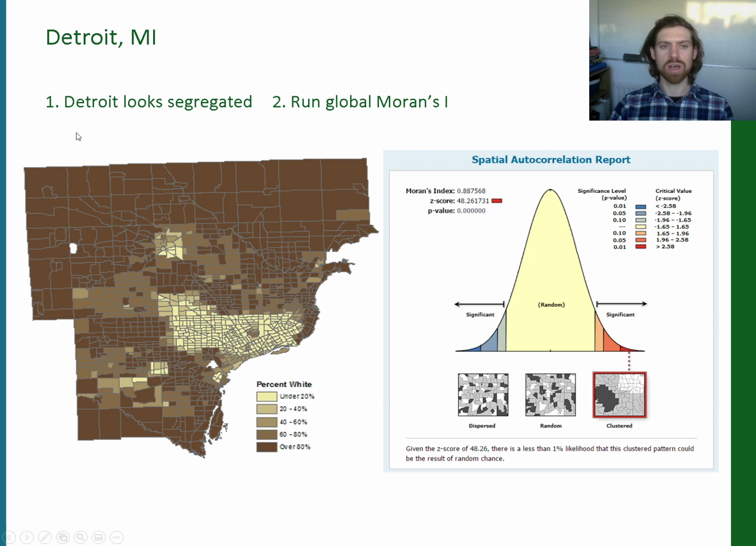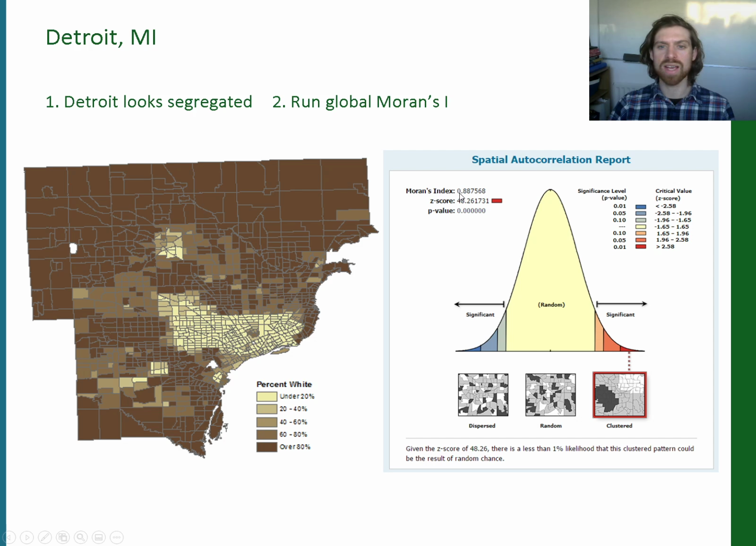So this is just an example which is used in the text, which focuses on racial segregation within Detroit. And here this choropleth map essentially is indicating the racial homogeneity of different areas. This is the percentage of white people, so under 20% in these lighter areas and over 80% in these darker areas. And you can then run a Moran's I for these data, and what you get is quite a very strong result.